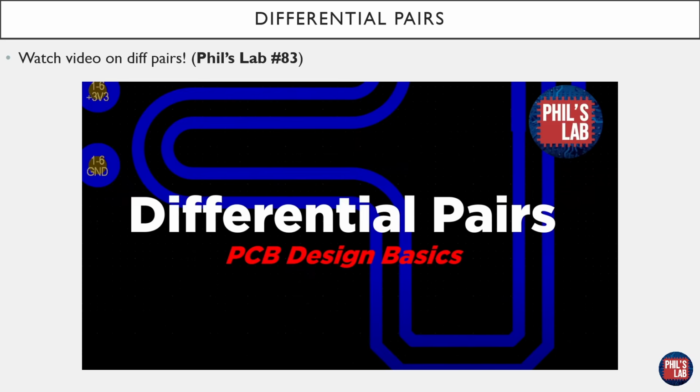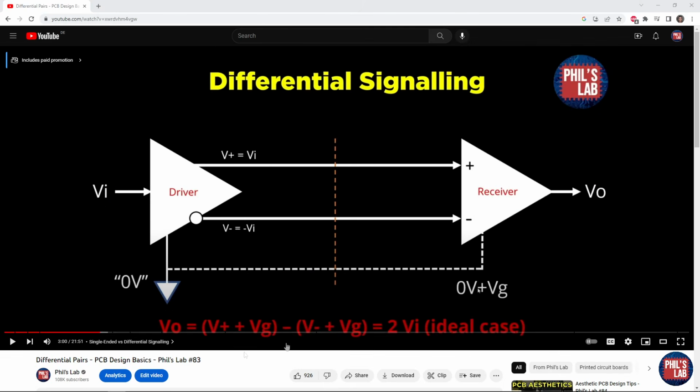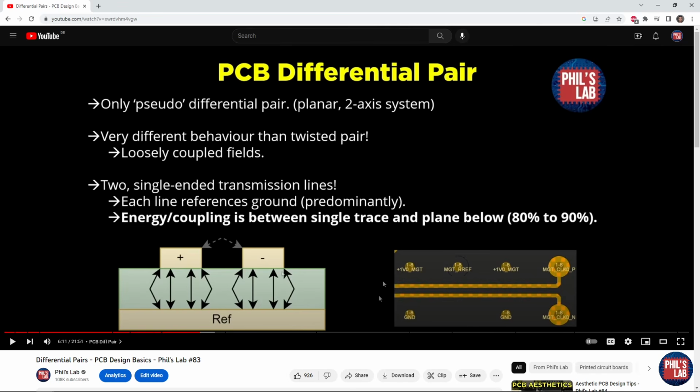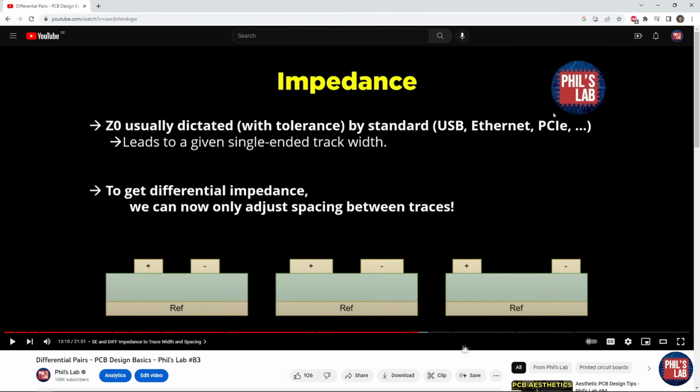So far, we've pretty much only discussed single-ended signaling, single-ended traces with a single forward path and a return path. There are also a class of traces which constitute differential pairs, and that's a huge topic in itself, and I do actually have a video on that. In this video, which is on my channel number 83, I go through single-ended versus differential signaling basics, what a PCB differential pair looks like, what to pay attention to, and controlled impedances and so on, and I'll leave a link to this in the description below.